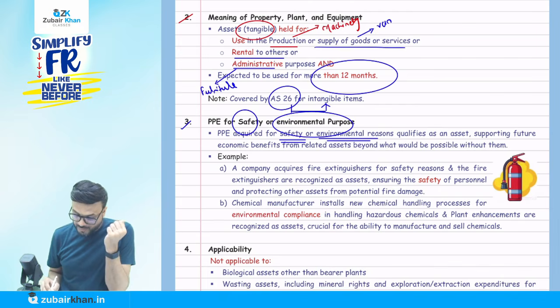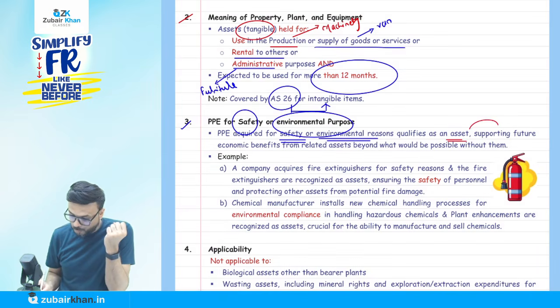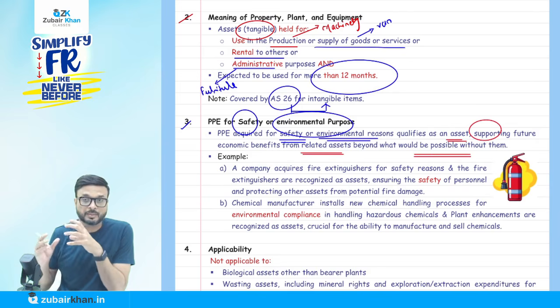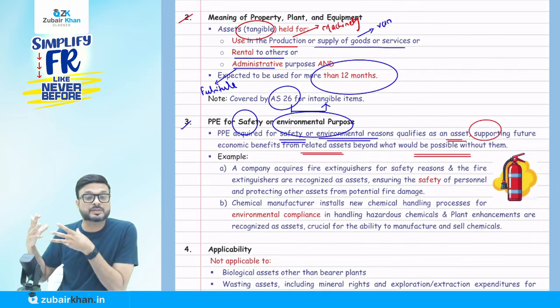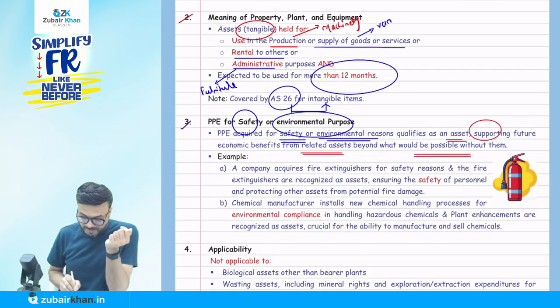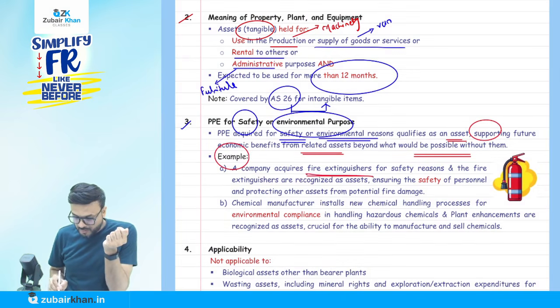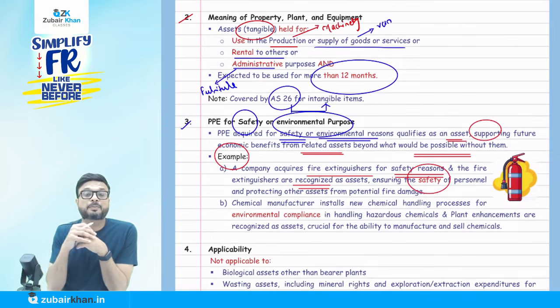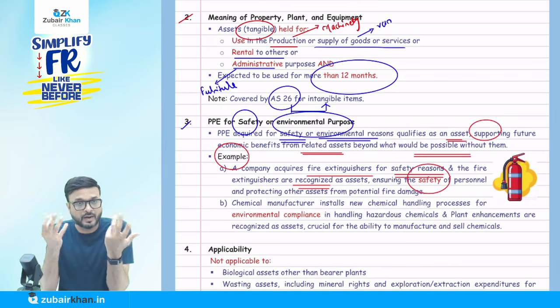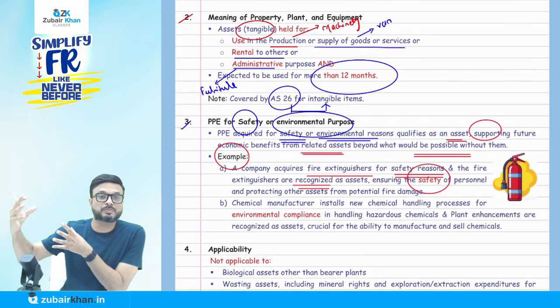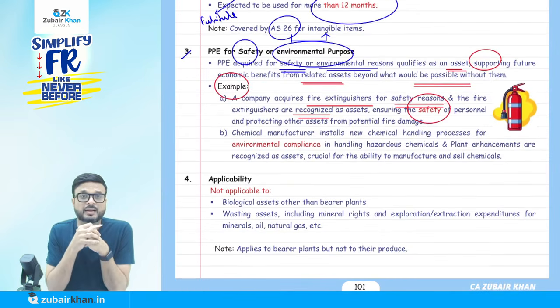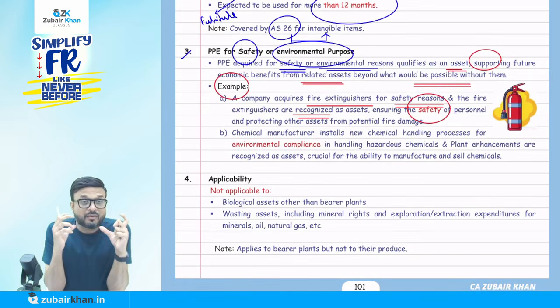PPE acquired for safety or environmental reasons qualifies as an asset supporting future economic benefit from the related asset beyond what would be possible without them. So we are using this safety instrument to safeguard the other asset. Example: a company acquired a fire extinguisher for safety reasons, and the fire extinguisher is recognized as an asset, ensuring the safety of persons and protecting other assets from potential fire damage. So this fire extinguisher is PPE. Then it says chemical manufacturer, that is for environmental reasons also.